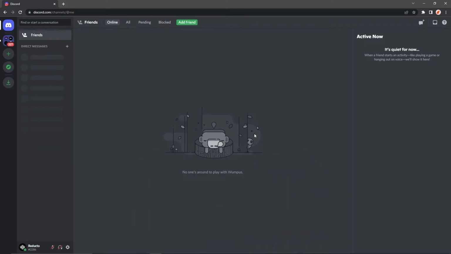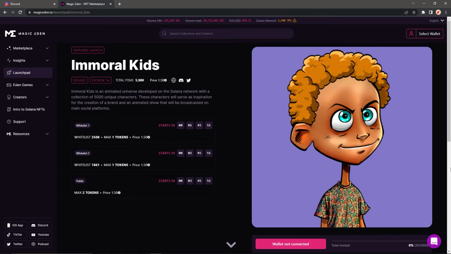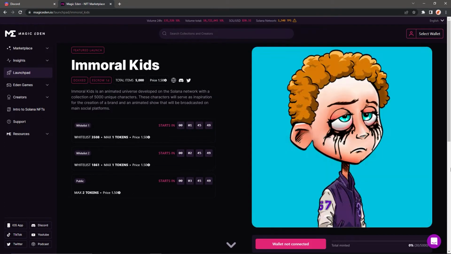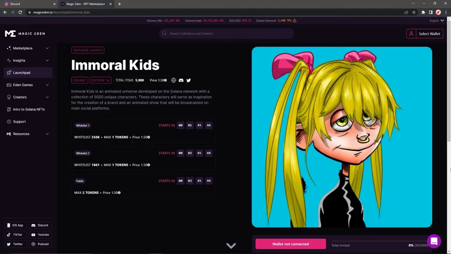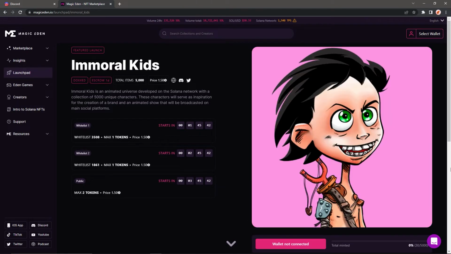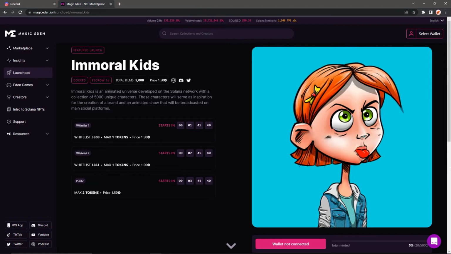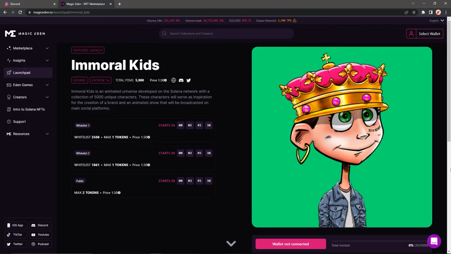So let's start. What is a whitelist? A whitelist is the process that explicitly allows an identified vault address to access a certain privilege for a specific NFT project. If you've ever used an NFT launchpad, I'm sure you've seen whitelist allocations so far. So for example, on Magic Eden, you can see Immoral Kids project has 5,000 characters and they are selling nearly all of them to the whitelisted members.